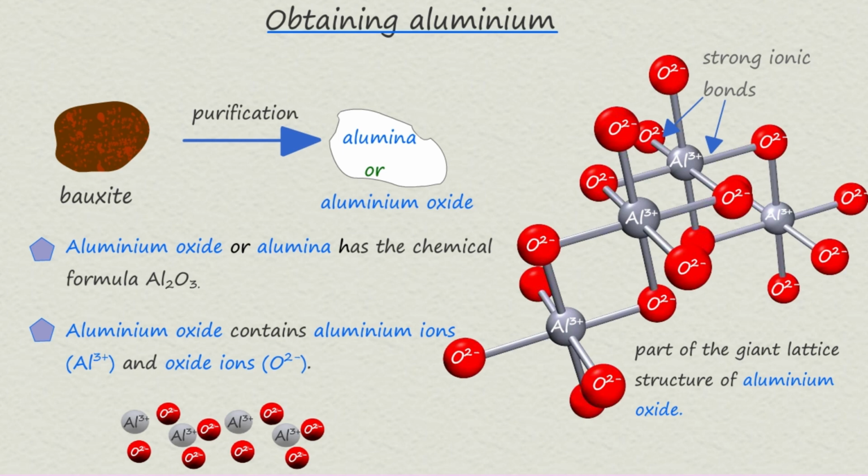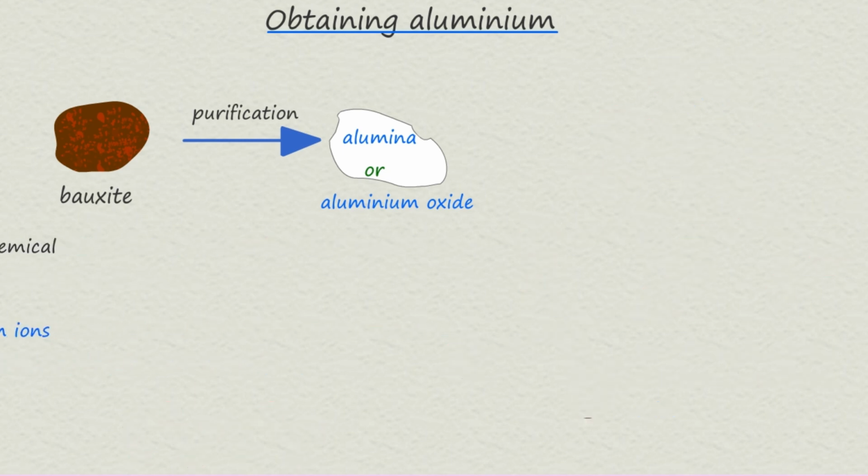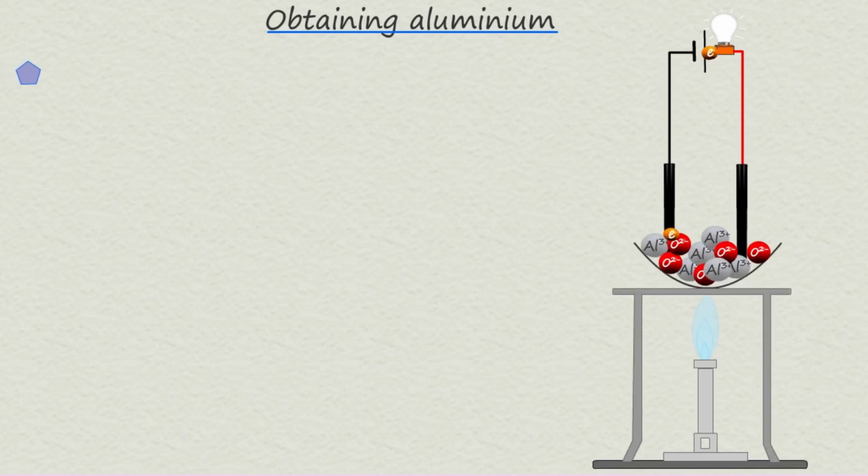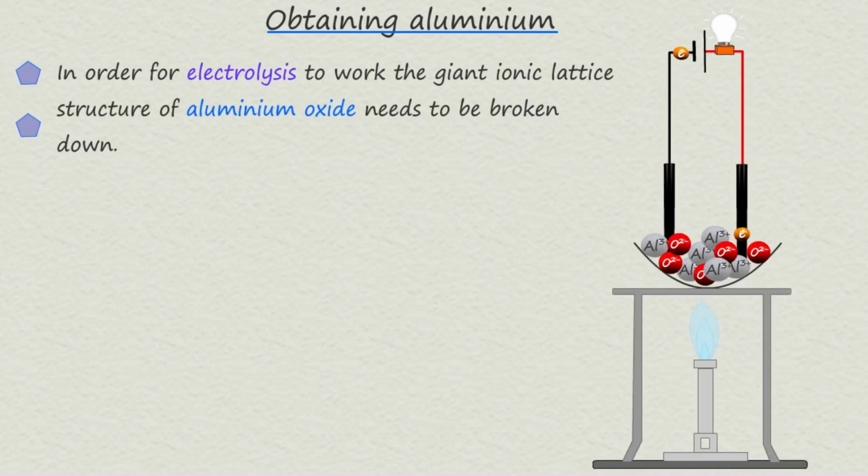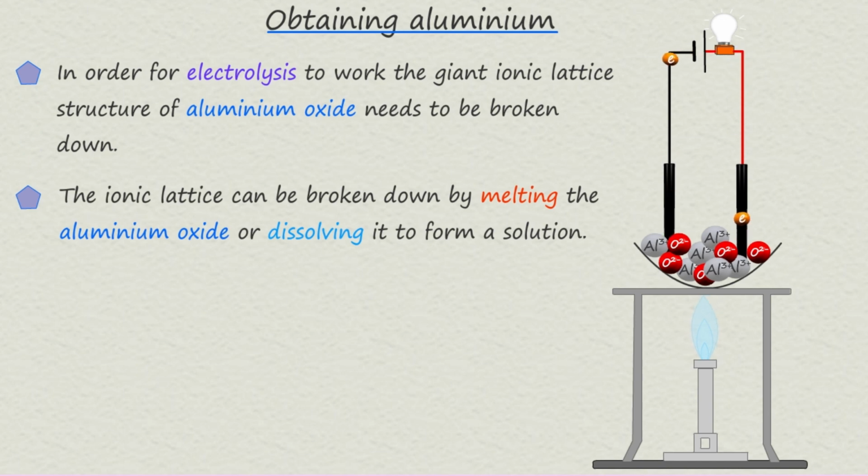Now, to split up aluminium oxide into the elements aluminium and oxygen using electrolysis, this giant ionic lattice structure needs to be broken down so that the aluminium ions and oxide ions are free to move. This can be achieved in two ways, either by melting the aluminium oxide to form a liquid or by dissolving it in a suitable solvent. Both of these methods will result in the giant ionic lattice structure breaking up to form ions which are free to move.